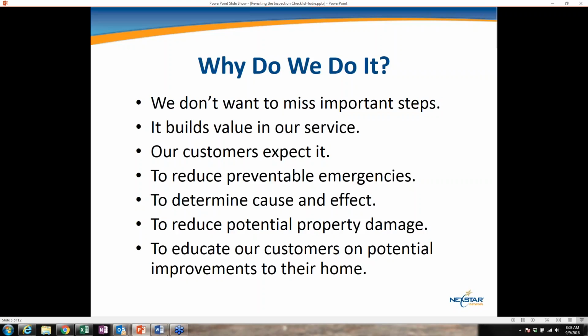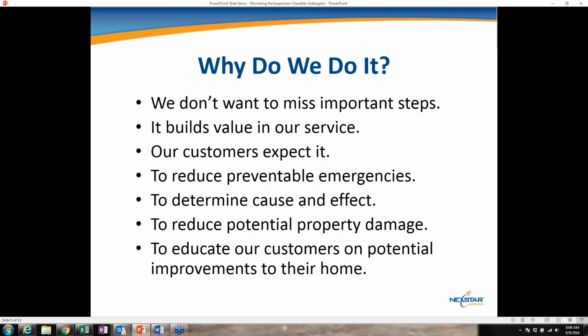Another benefit of the checklist is it determines cause and effect. And again, if we're just looking at the scope of the problem, but we're really not looking at what caused the problem. Okay, and a good example of that could be taking the water pressure.